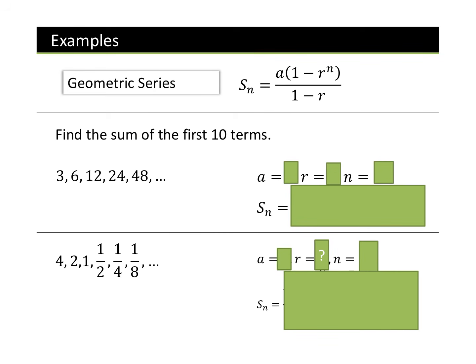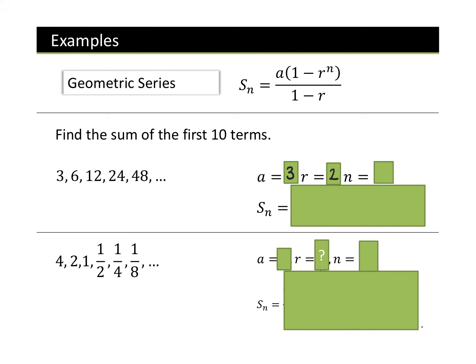A type of question that you need to know the skills for: find the sum of the first 10 terms. Now, as I keep saying over and over again, it's really important that we write down everything. a is our first term, which is 3. r is the ratio. 3 multiplied by what is 6? In this case, it's nice and easy, it's 2.